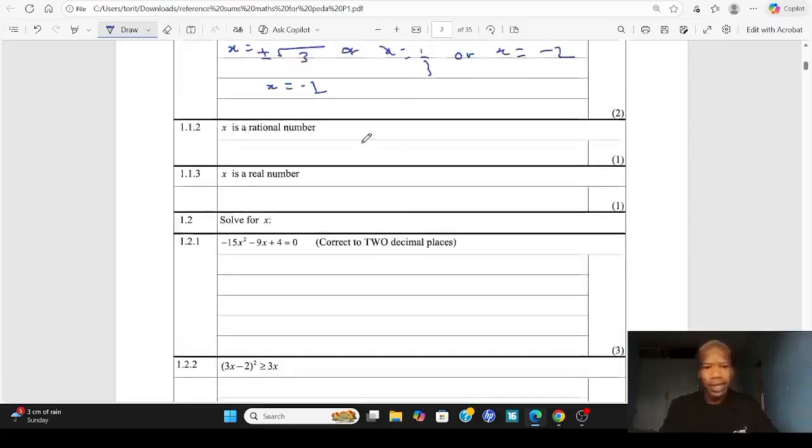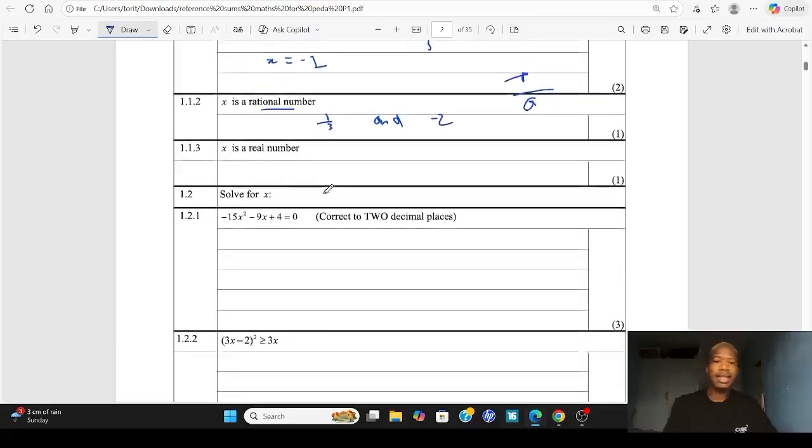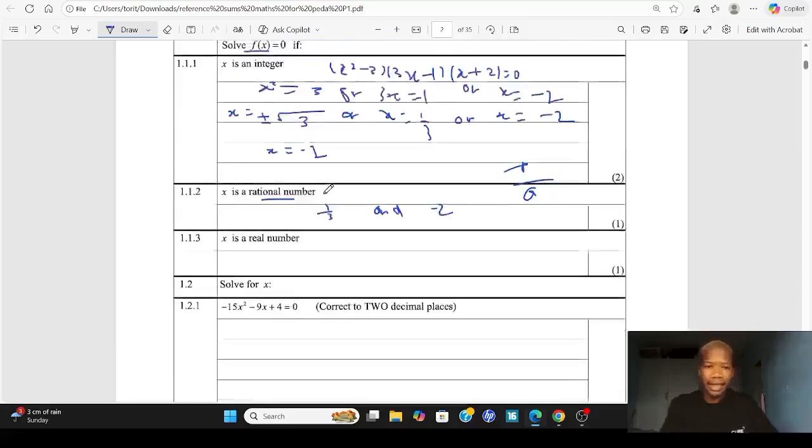So it says whereby x is a rational number. This means that if a number is a rational number, it can be represented in fraction form, which is p over q. So the numbers that can be represented in fraction form are 1 over 3 and minus 2. Then the other one says that x is a real number.